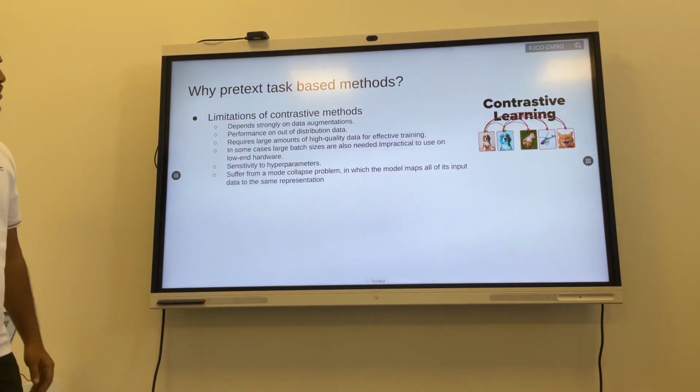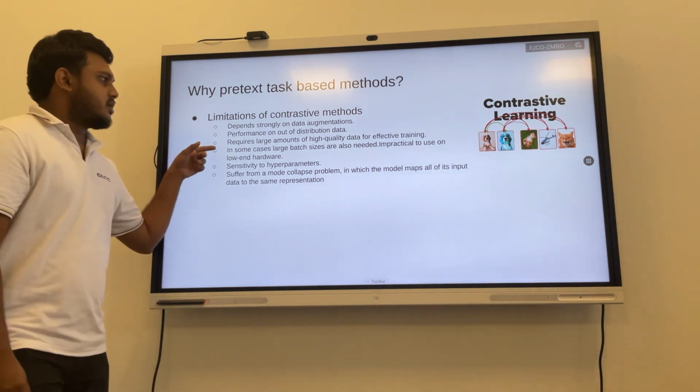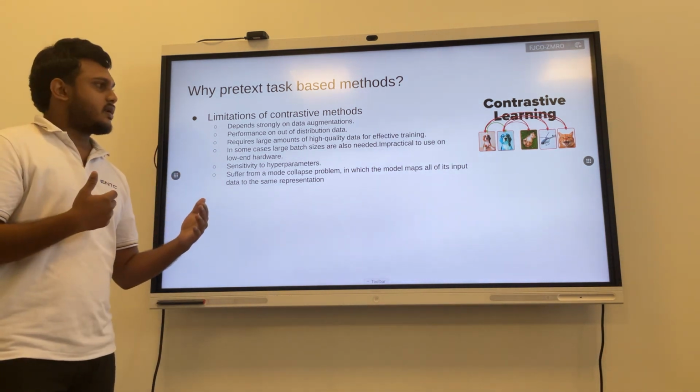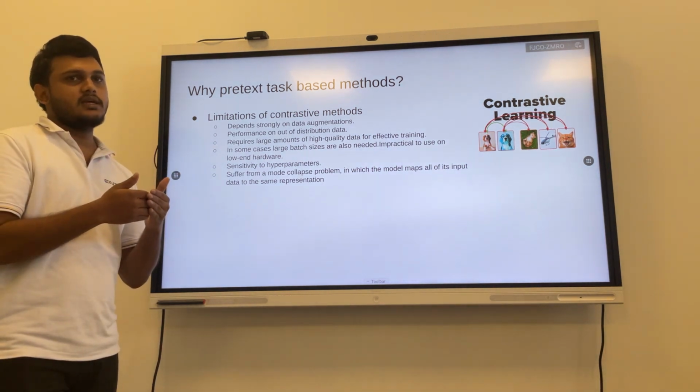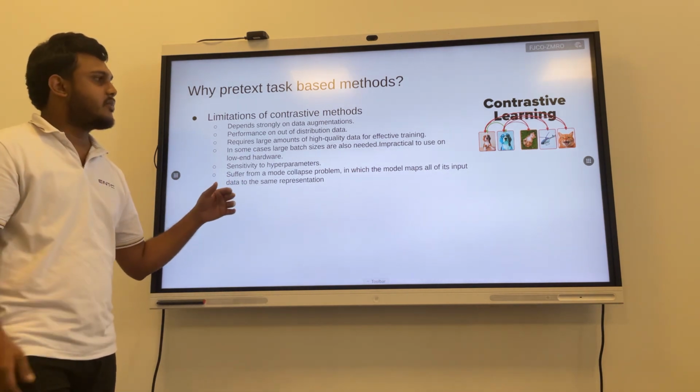Then also, one thing is that in VICReg, I think we saw that we need large batch sizes, because they are calculating the variance loss using the batch size, like the other images in the batch.